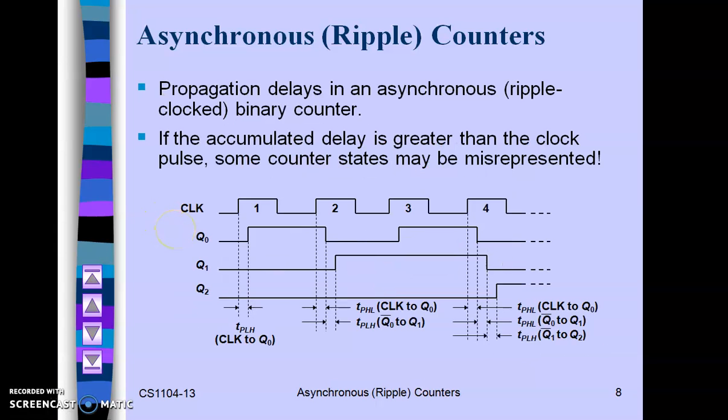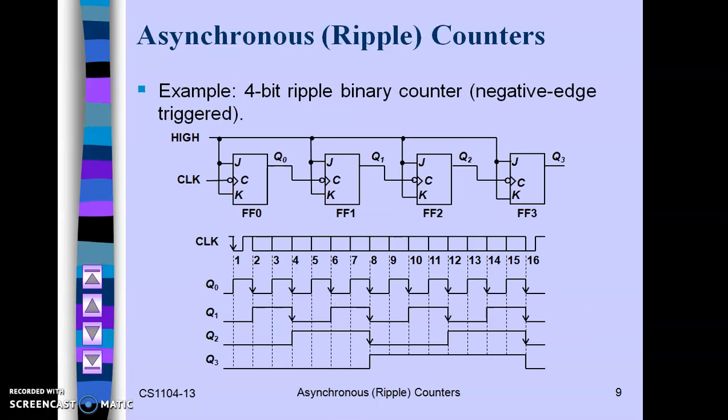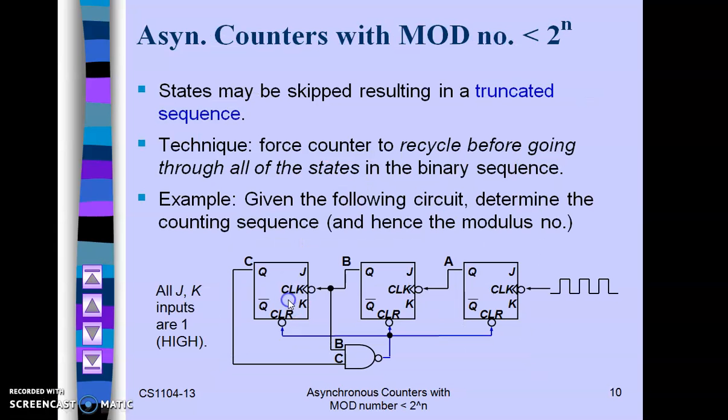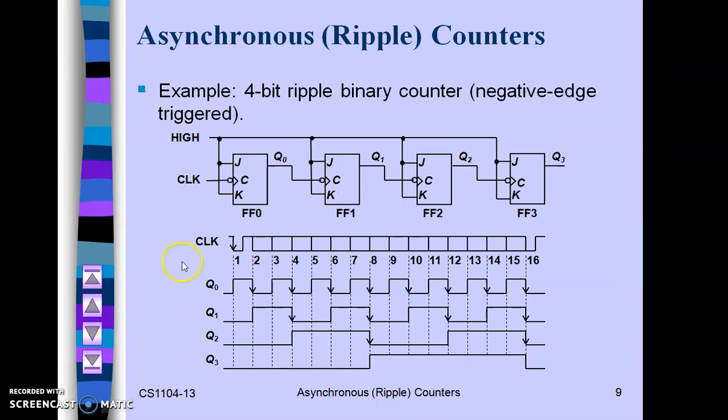Similarly, there is a propagation delay in the asynchronous ripple counter. Here the delay increases as the number of flip-flops increases. This drawback is overcome in the synchronous counter. This is the example of a 4-bit binary counter. It is negative edge triggered, so that's why Q0 is connected as the input for the next flip-flop. Here the clock is negative edge triggered, and because there are 4 flip-flops, a total of 16 states will be counted by this counter.